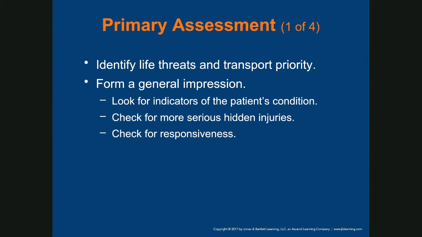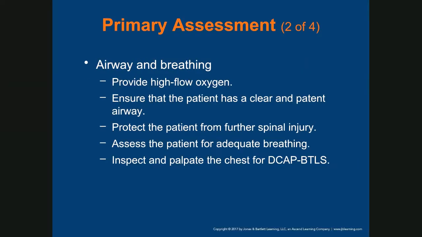We're in our primary now. So we form a general impression of the patient and the environment. We're looking for indicators of the patient's condition. We check for more serious hidden injuries. We check for responsiveness. We will then assess airway and breathing, and we will manage accordingly. So we will provide high flow oxygen, ensure that the patient has a clear and patent airway, protect the patient from further spinal injury, assess the patient for adequate breathing, inspect and palpate the chest for DCAP-BTLS.